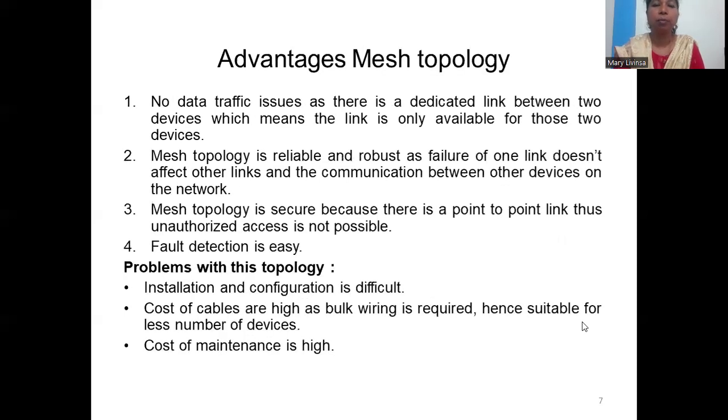Then advantages of mesh topology. There is no data traffic issue as there is a dedicated link between 2 devices, which means the link is only available for those 2 devices. Then the mesh topology is reliable and robust as failure of one link doesn't affect other links and the communication between other devices on the network. And mesh topology is very secure because there is a point-to-point link, thus unauthorized access is not possible. Then fault detection is very easy.